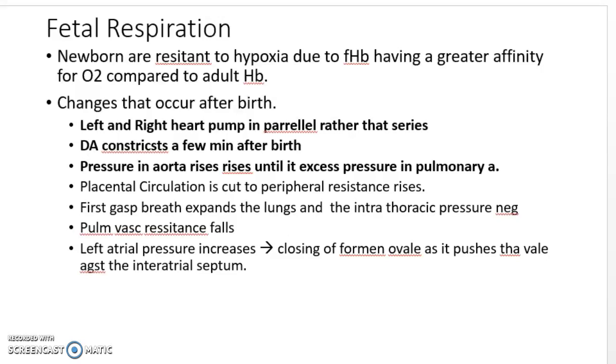The first gasp expands the lungs, and intrathoracic pressure becomes markedly negative. Pulmonary vascular resistance falls. With the first gasp, the pulmonary circulation is cut off from the placenta, and peripheral resistance rises. Left atrial pressure increases, closing the foramen ovale as it pushes the valve against the interatrial septum. So guys, this was the whole thing on placental and fetal circulation.